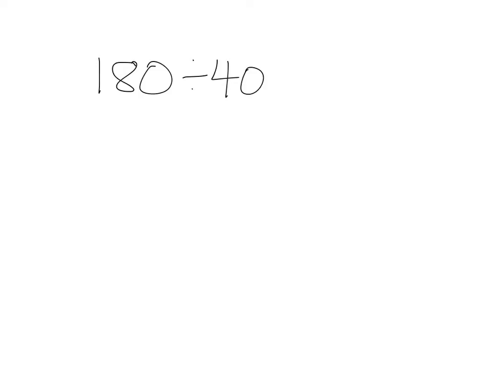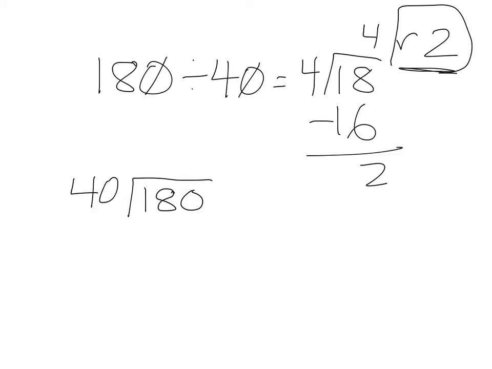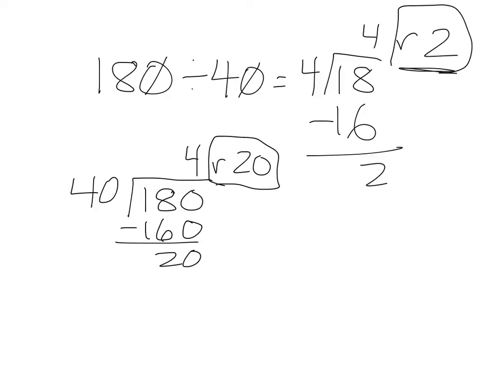For example, in 180 divided by 40, if we knock off a 0, 18 divided by 4 does not come out without a remainder. It looks like it would be 4 remainder 2. But that's not completely accurate when you write your answer as a remainder rather than a fraction. If we did 180 divided by 40, we would still get 4, but our remainder would be 20 rather than 2. And so for writing it as a remainder, 20 is more accurate.